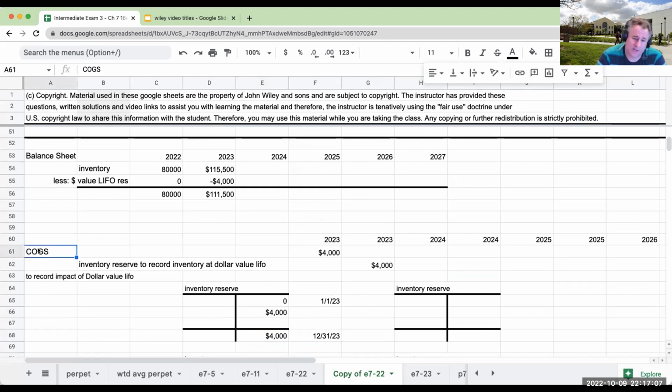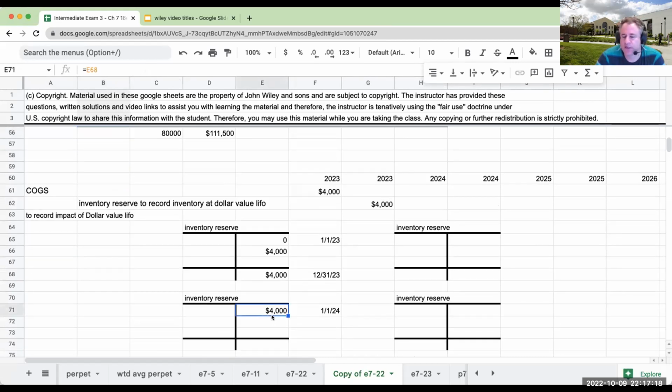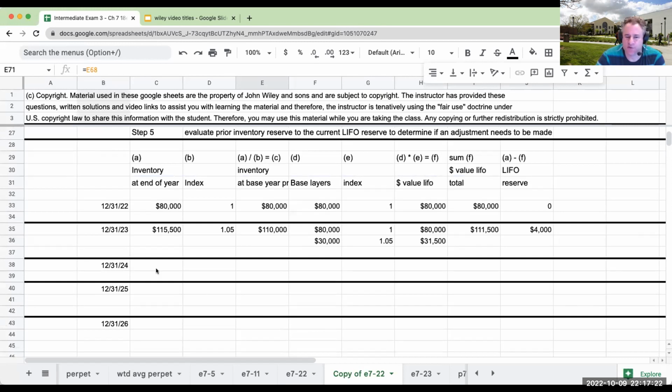Cost of goods sold is an expense. It's going to get closed out to retained earnings. Like other contra asset accounts, this is going to continue to carry forward. Okay, let's go to the next year.